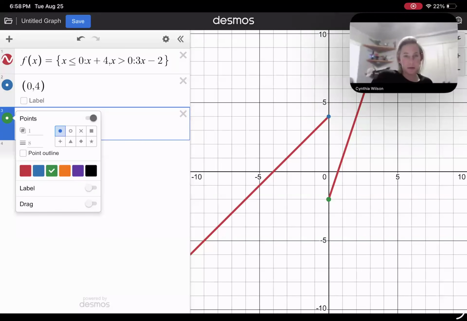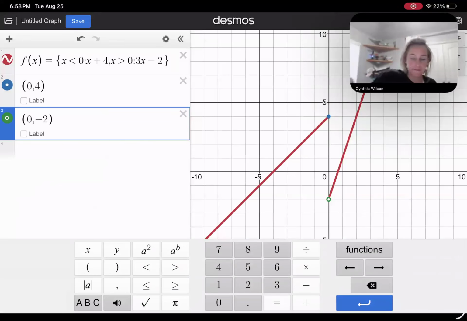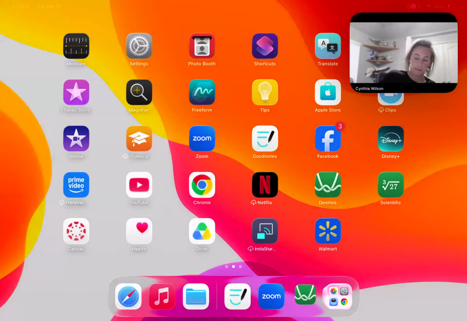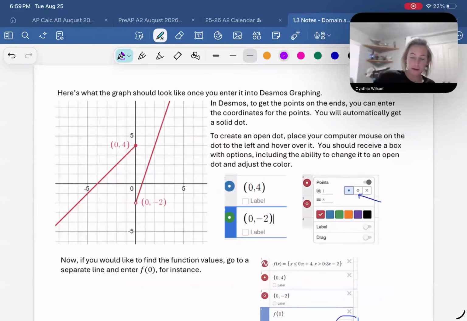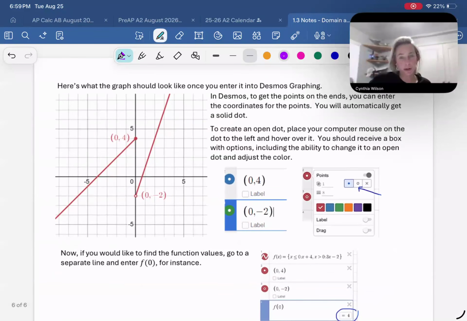Click and hold, and you have all these options. I want to click the open circle. Yeah, you can change the color if you want to, but that's kind of a find your joy situation. Great. We have it graphed. All right, so I write all those instructions there.